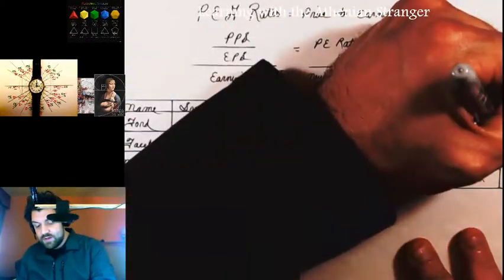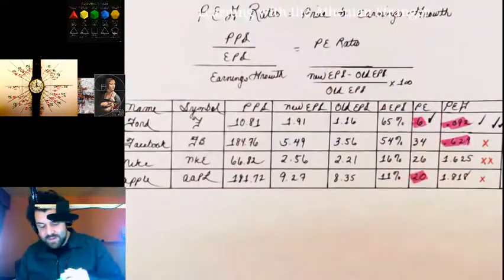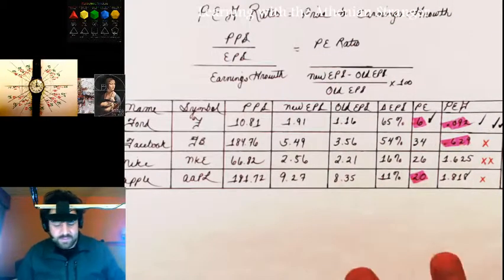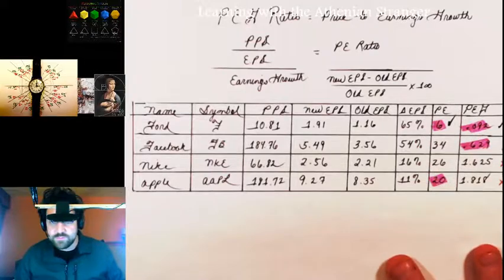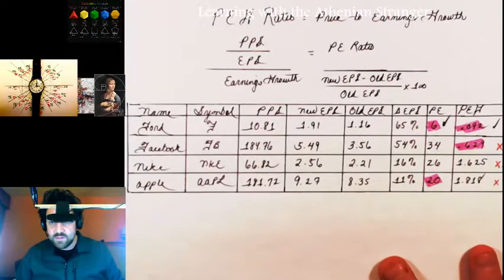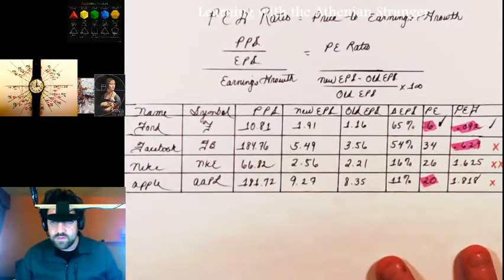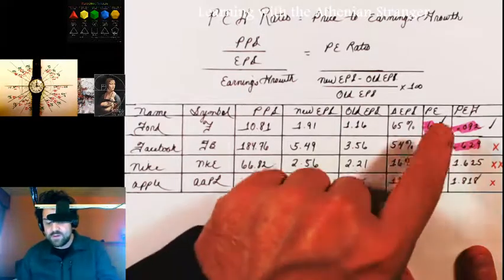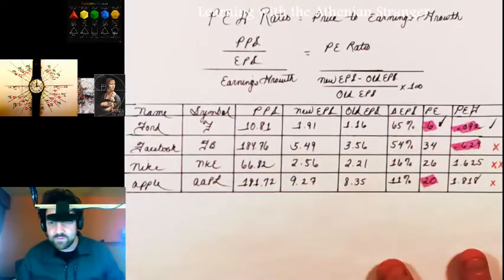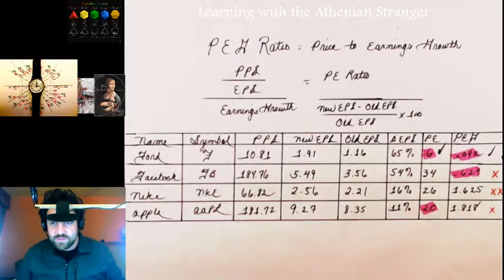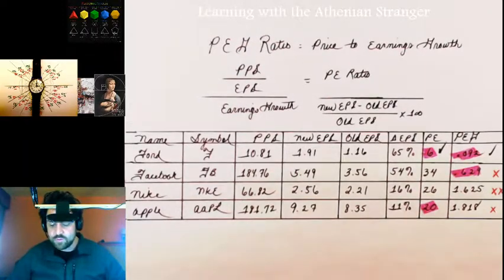And Ford, they won on both counts. So if we had to pick one stock based on this information, and all we knew was the price to earnings growth and the PE, we would have to choose that Ford was the best stock to buy because it had the lowest PE and the lowest PEG ratio. That's how you do PEG ratio analysis, or price to earnings growth.